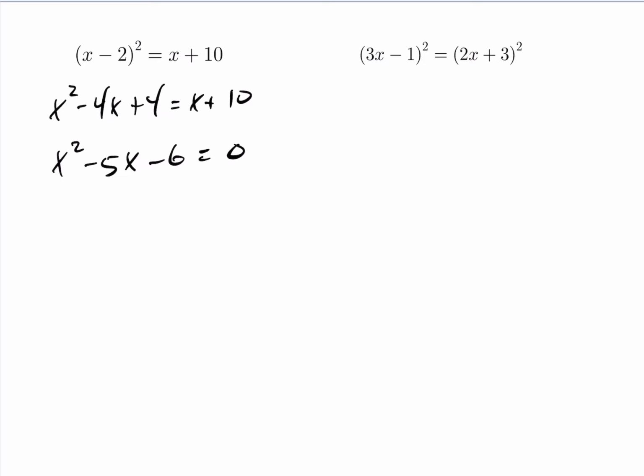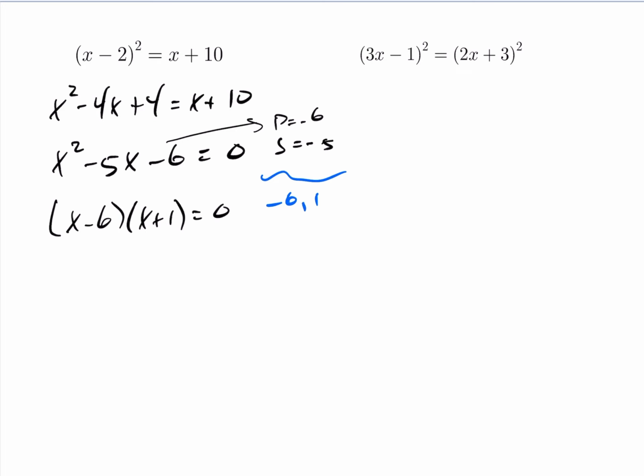And you'll notice here right away we have a simple trinomial, and I need to think of two numbers whose product is -6 and whose sum is -5, and I can see those right away as being -6 and 1. So this will factor into (x - 6)(x + 1) = 0, and the roots here are going to be 6 and -1.